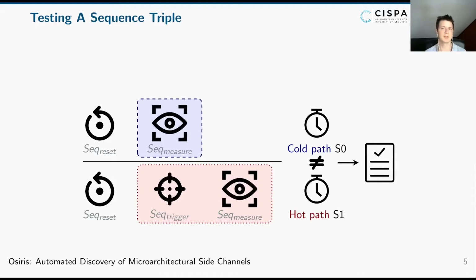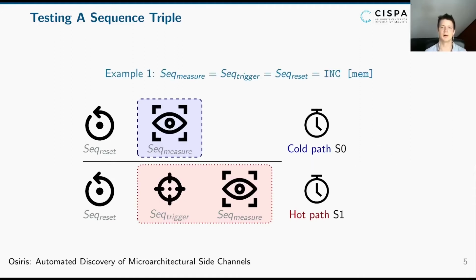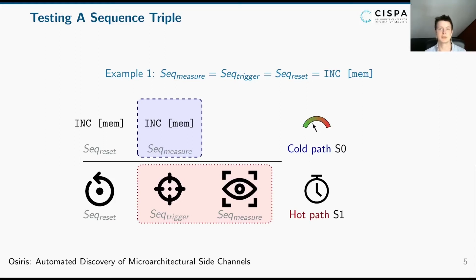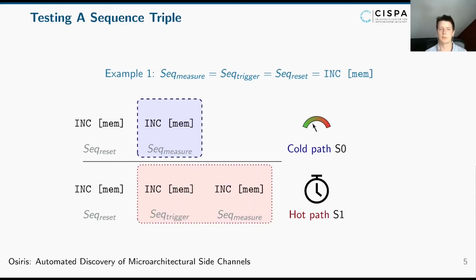To give you an example of that, let's assume all these sequences consist of the x86 instruction increment of a memory address, which accesses a memory address and increments its value by 1. So in our first case, we first access a memory address and later on access it again in our measurement. This is a cache hit, so this is very fast. For our second case, things are very similar here. We once again have a cache hit there, and it's still very fast. So this is not a timing side channel, as we cannot distinguish those two timings.